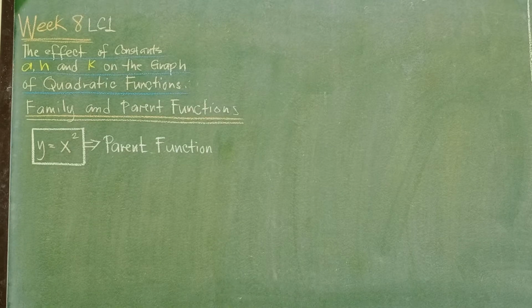So for week 8, LC1, the effects of constants A, H, and K on the graph of quadratic functions. So basically, gusto natin alamin anong nangyayari dun sa graph ng isang quadratic functions kapag tinataasan natin yung value ng A, H, or K, or binababa natin yung values ng A, H, at saka K.